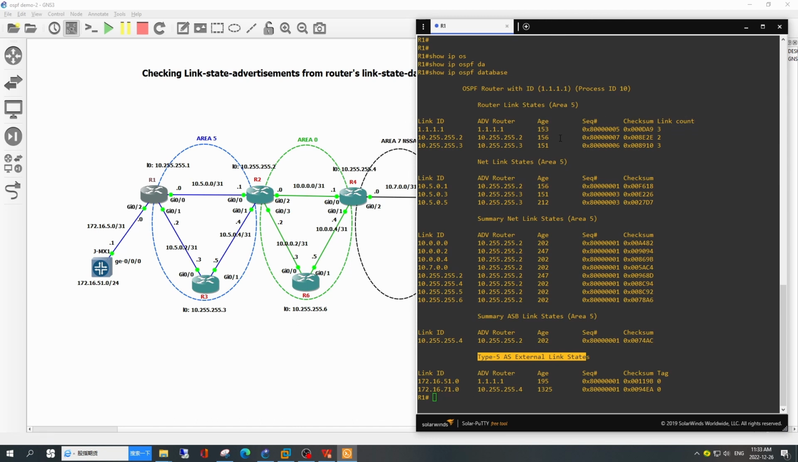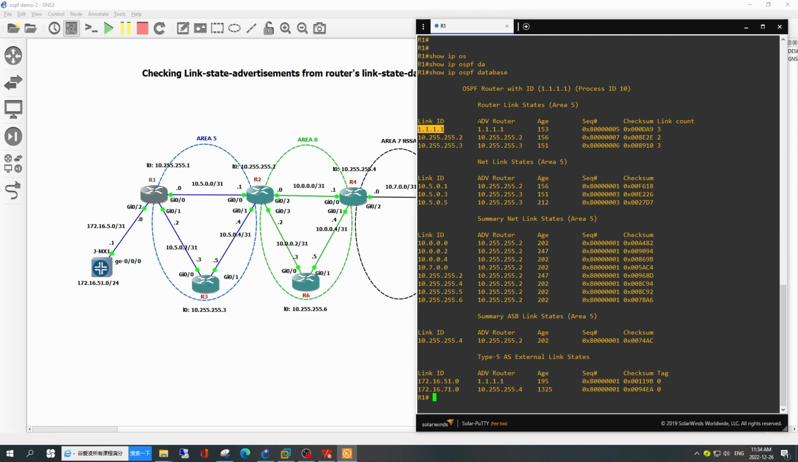Okay, let's first take a look at type 1, called router link states. In this output, you can see there are 3 routers sending type 1 LSAs. The first router is 1.1.1.1, that's R1's router ID. The second is 10.255.255.2, this is R2's router ID. The third one is 10.255.255.3, this is R3's router ID.